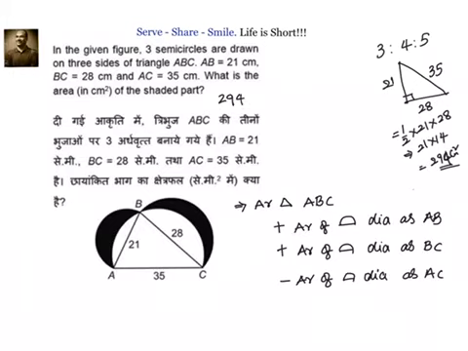Now what happened to the remaining part of the problem? They will nullify because area of semicircle with diameter as AB plus area of semicircle with diameter as BC will be equal to area of semicircle with diameter as AC. How is it? Let's try to understand that.